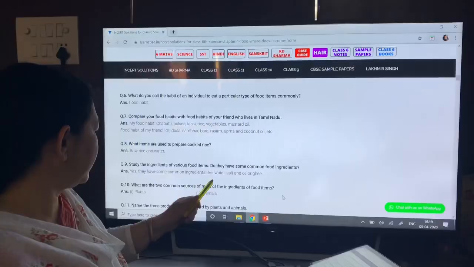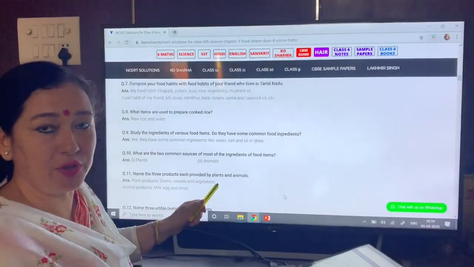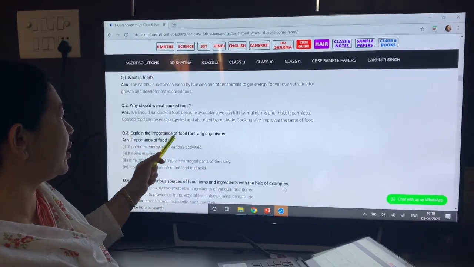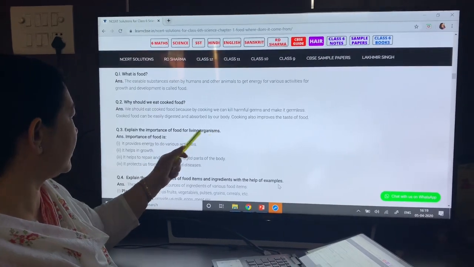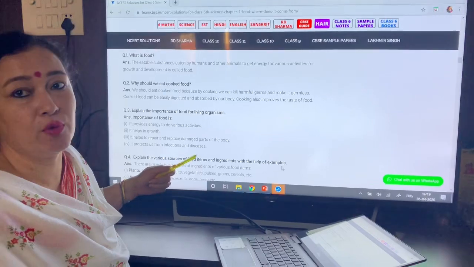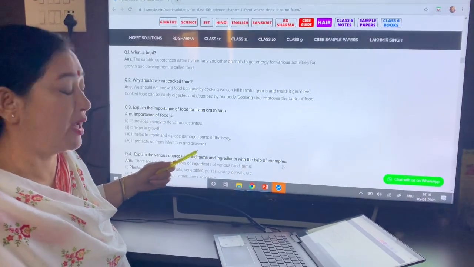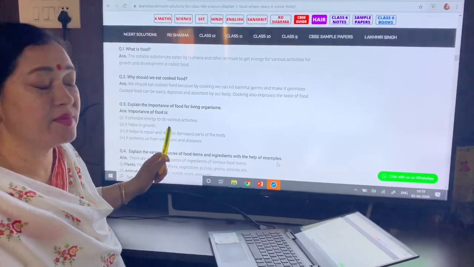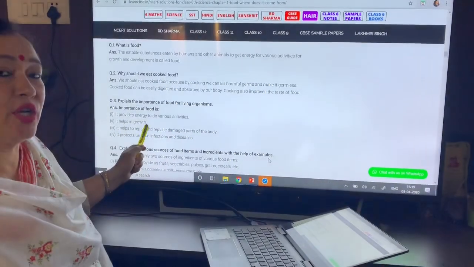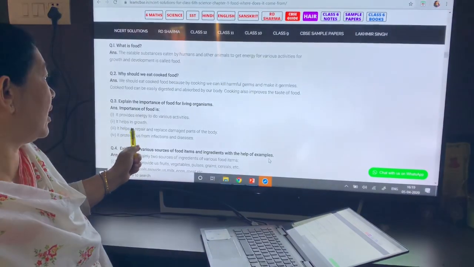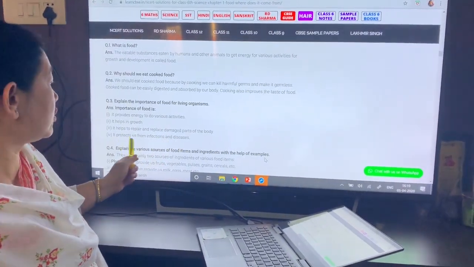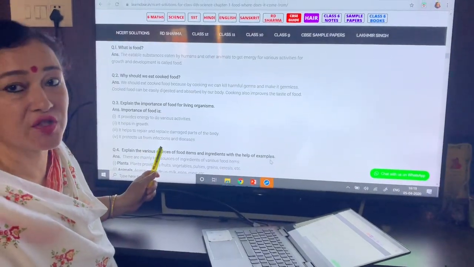Then we have certain extra questions from this chapter which you will have to do. They are very helpful. I'm going to discuss some of them with you, like the ones which I feel are very important. Like this: explain the importance of food for living organisms. This question can also be asked like, why is food important for living organisms? Living organisms need food for various activities. It helps in growth and development. It helps to repair and replace damaged parts of the body, and it also helps to fight infections.